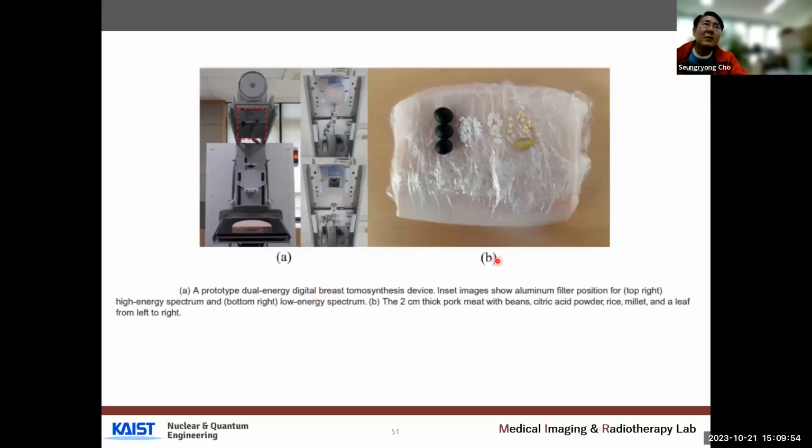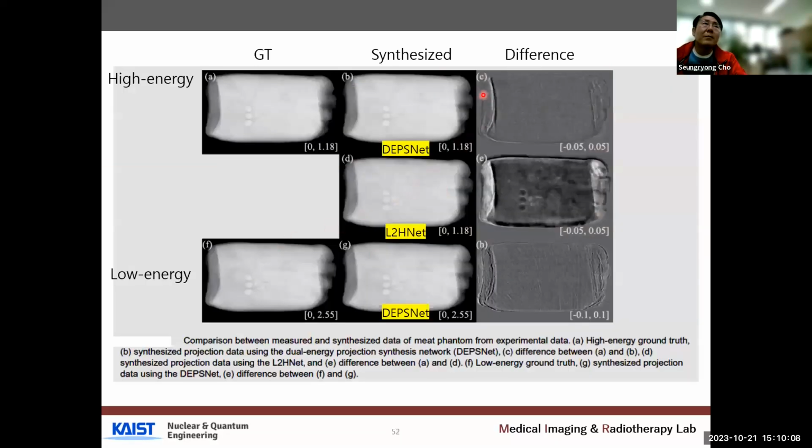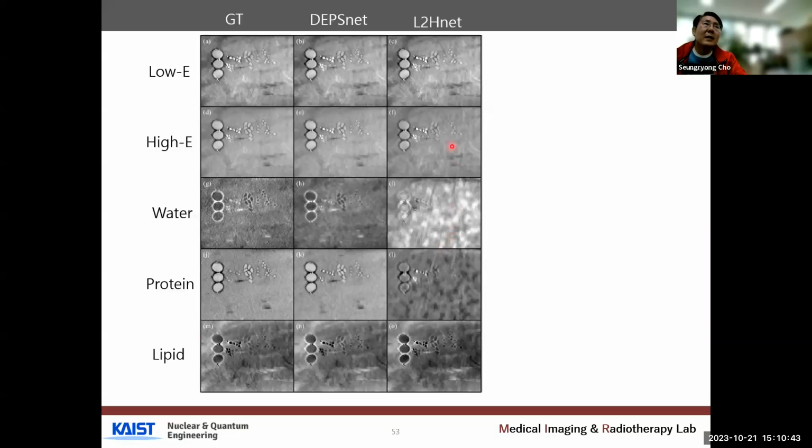So we wanted to test the performance of material decomposition with this high and low energy projection data. Again, we used the pork phantom with certain ingredients, some other spices to represent other types of materials. And this is the ground truth high energy projection, low energy projection. This is the synthesized high energy projection by use of the network. And this is the synthesized low energy projection data. The difference between the ground truth and synthesized ones is shown over here, very minimal difference. And we also implemented another network for comparison, which I do not want to describe here, but obviously that does not give us successful synthesized projection data. And then this is the result.